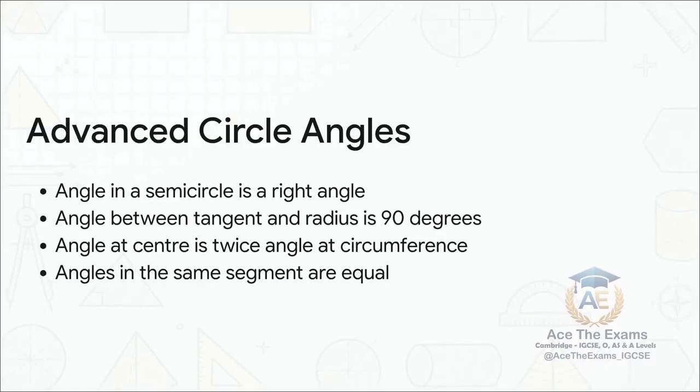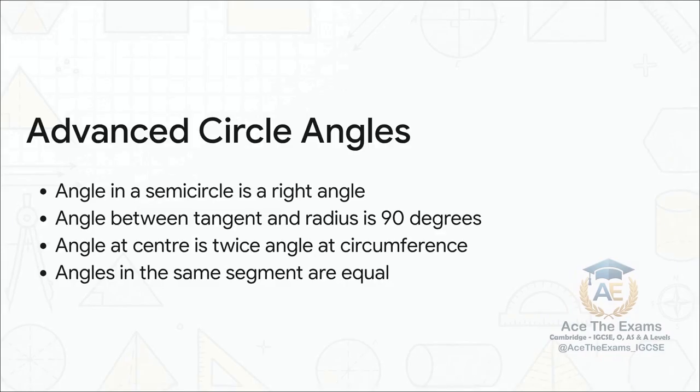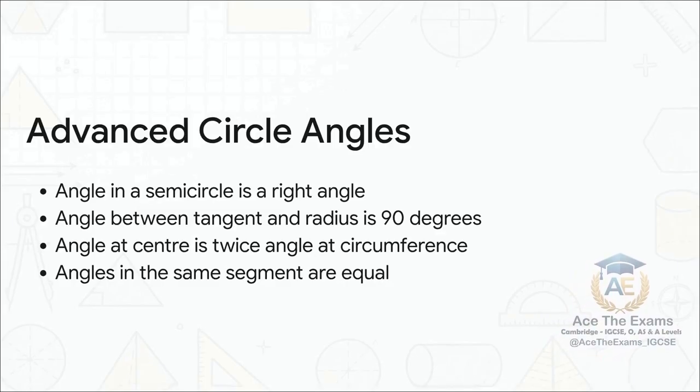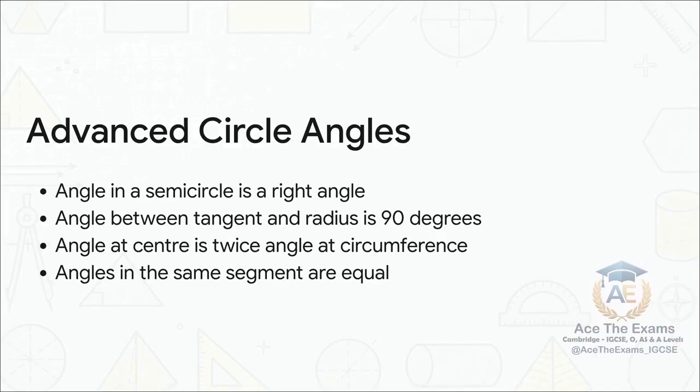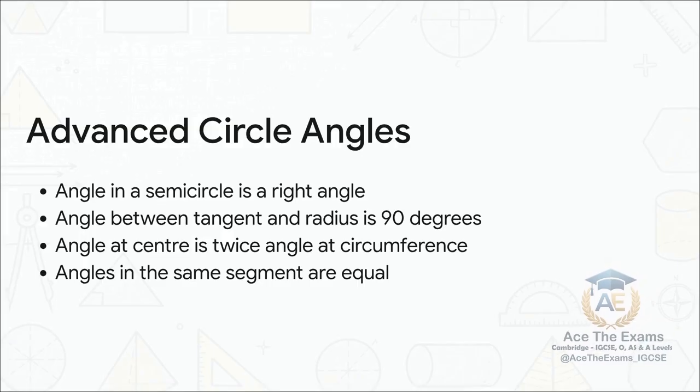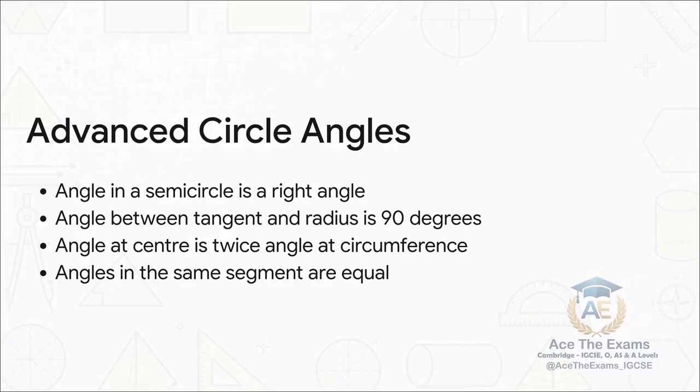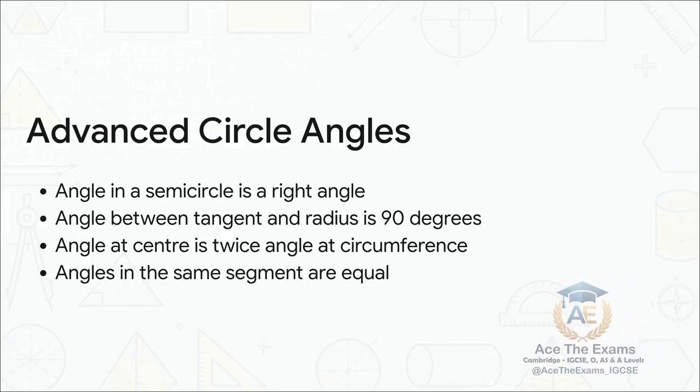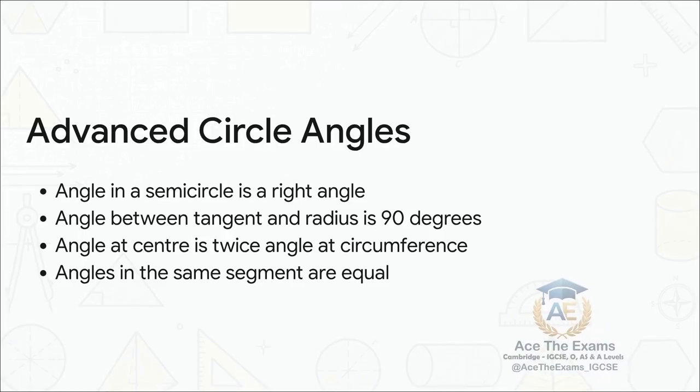All right, here is your core circle theorem toolkit. You need these memorized. First, the angle in a semicircle is always a right angle, 90 degrees. Second, the angle between a tangent and a radius is also always exactly 90 degrees. Third, if you have an angle at the center of a circle, it is always exactly twice the size of the angle at the circumference, provided they are standing on the exact same arc. And finally, angles in the same segment are equal.